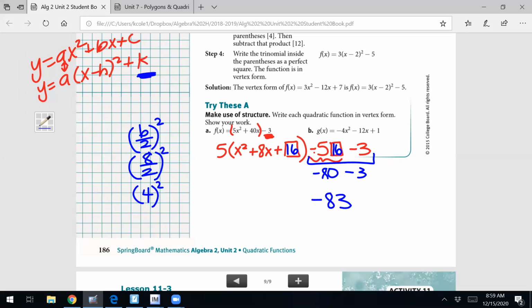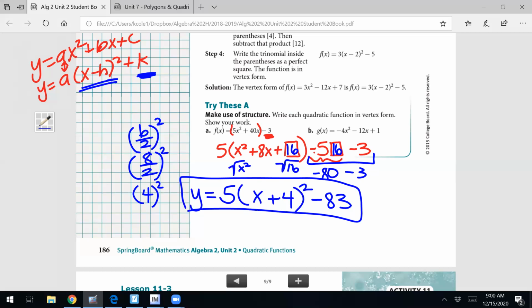All right. Now, how do I make this trinomial become a binomial like this? Not distribute. You take the square root of the first, what's the square root of x squared? X, and the square root of the last, what's the square root of 16? 4. The plus or minus comes from b. B is plus 8, so we put plus, put your square, bring down your 5, y equals. That's your equation.